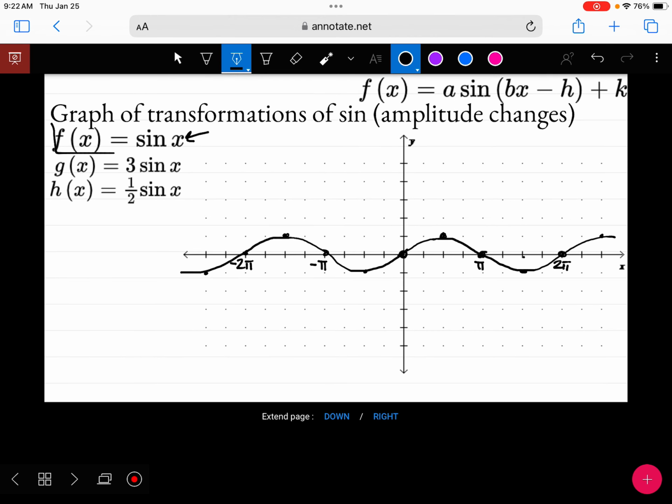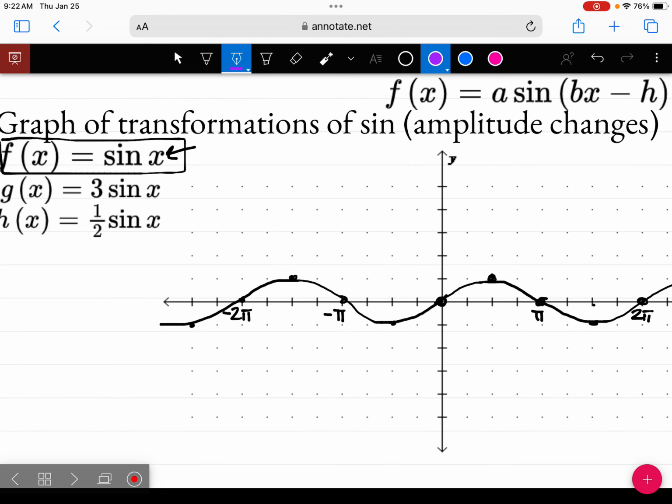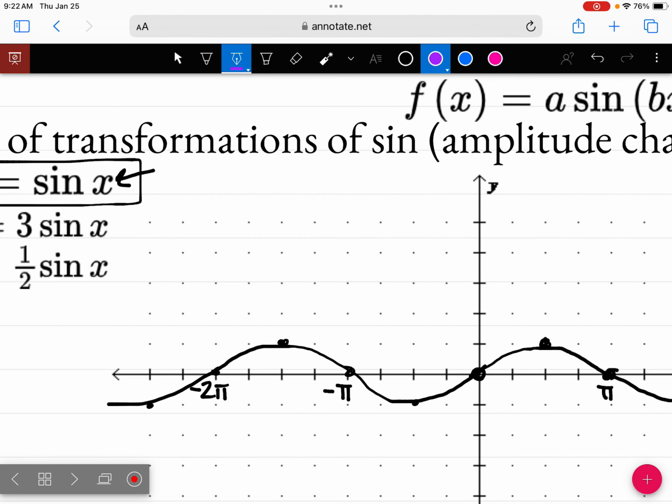And I did this one in black. What our A value does is it's going to change how high the bumps go. So it changes what's called the amplitude. And we're going to list it as the absolute value of A is the amplitude.